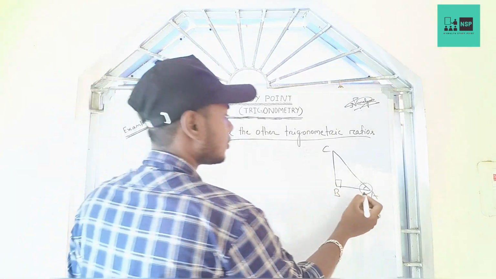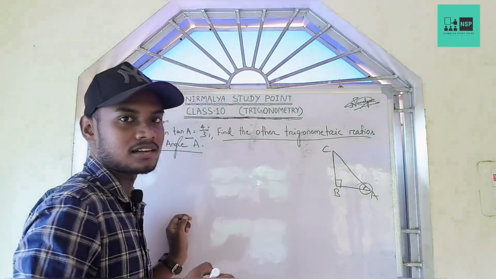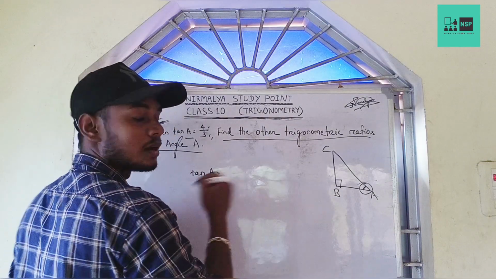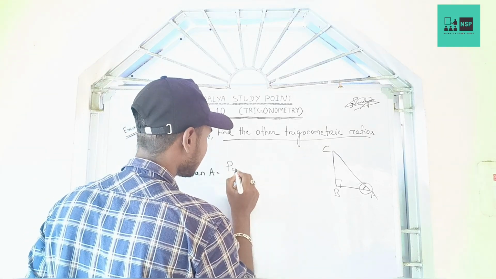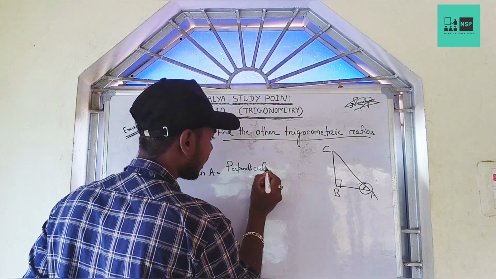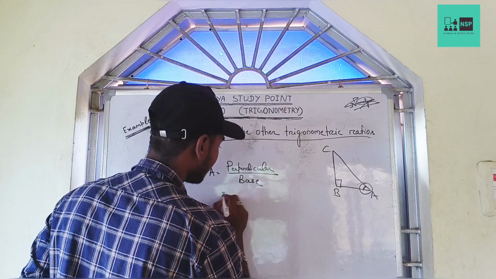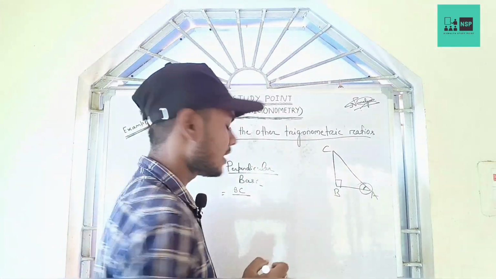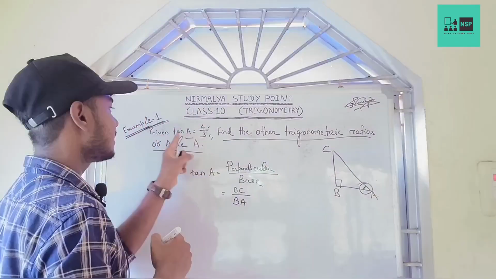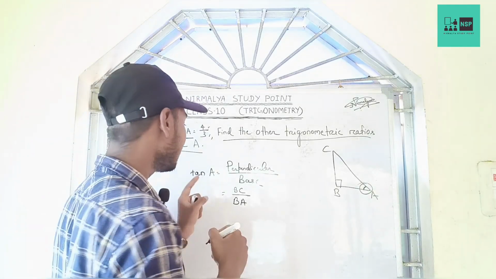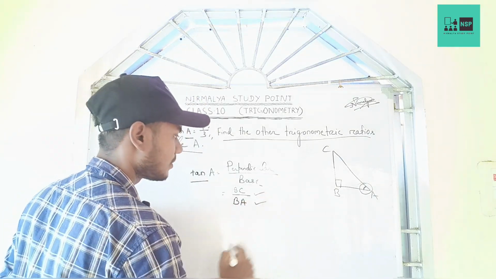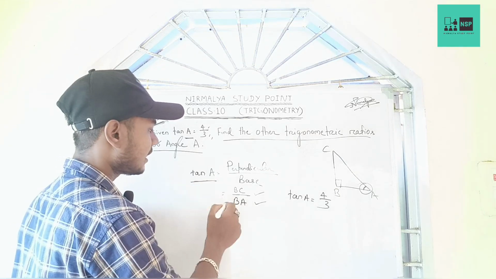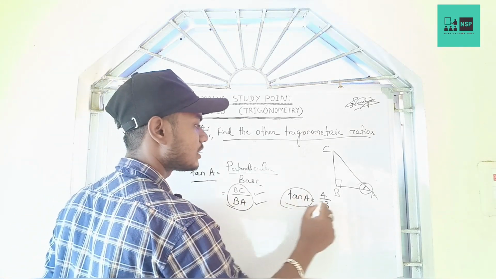As we know, tan A is equal to perpendicular divided by base. So here perpendicular is BC divided by base is BA. So you can see that here tan A is equal to 4 by 3. If tan A is equal to BC by AB and also tan A is equal to 4 by 3, both are same.